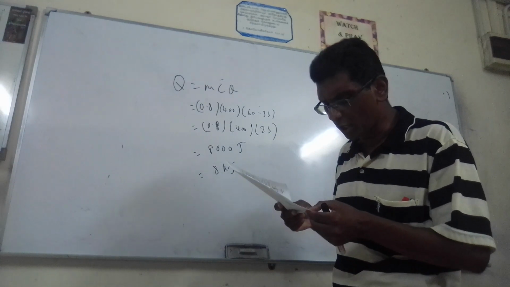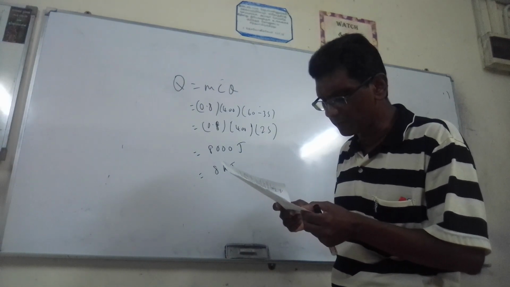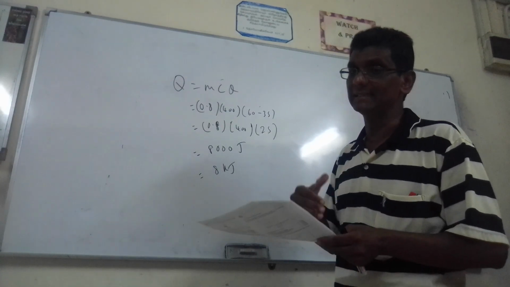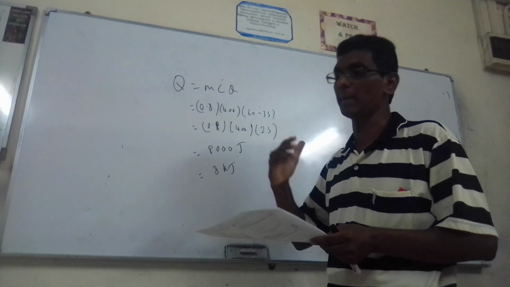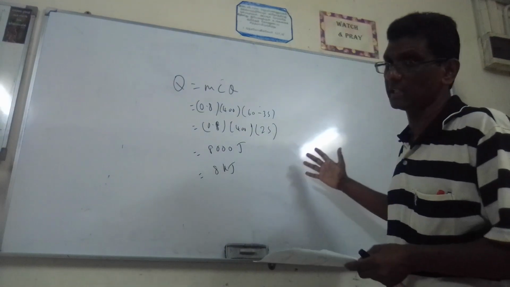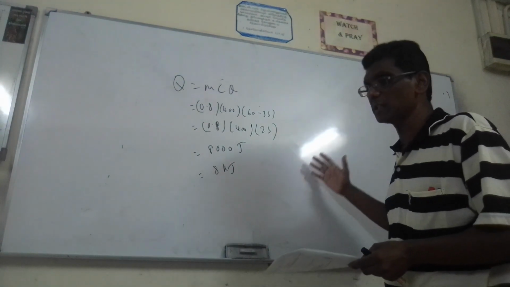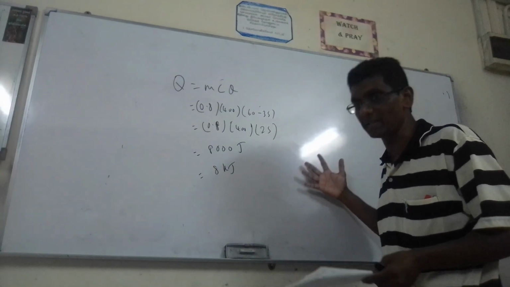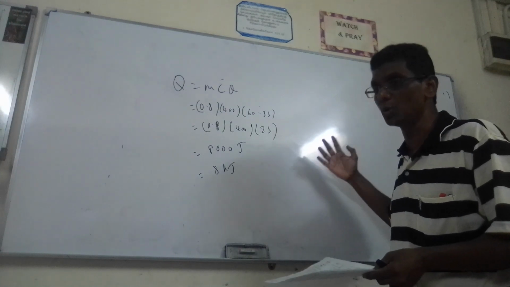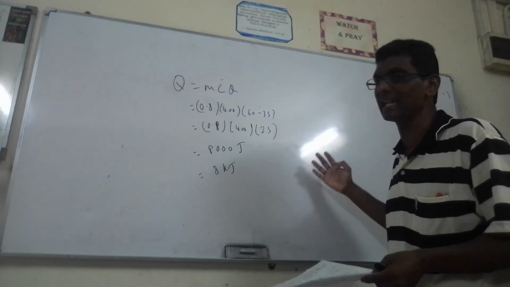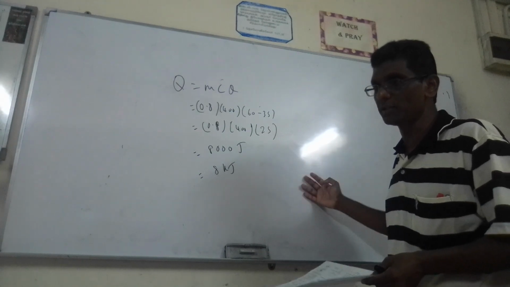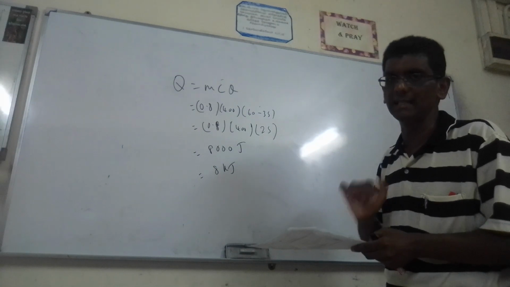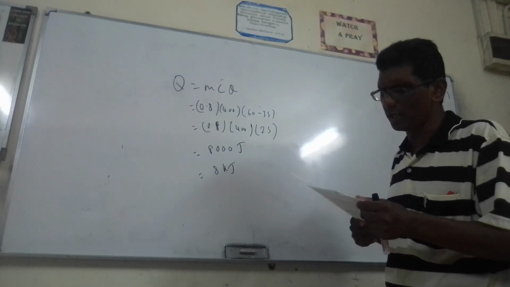Iron has a higher specific heat capacity than copper. As we learned just now, higher specific heat capacity means temperature rises slowly. So the temperature rise in iron is much slower than copper. Answer D. Then question number 21.